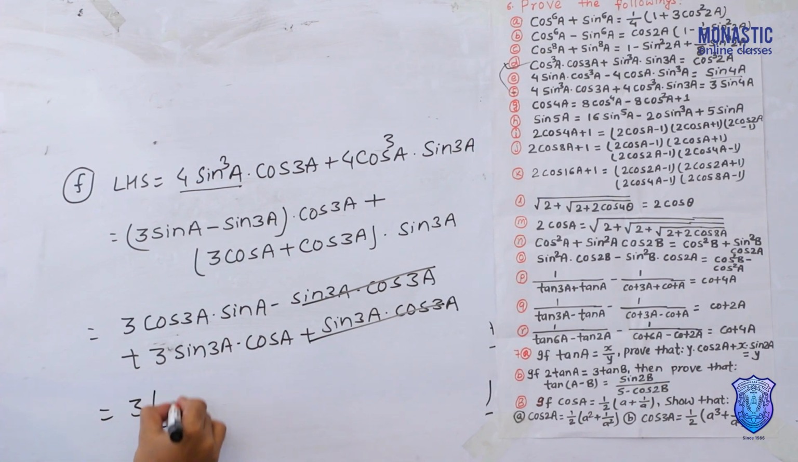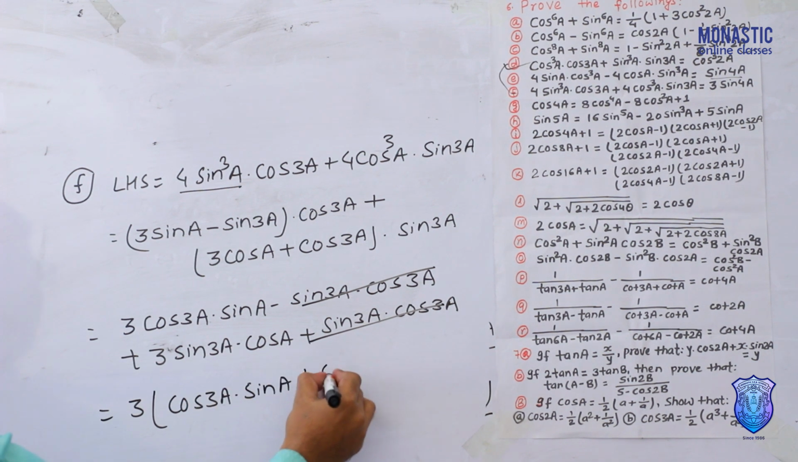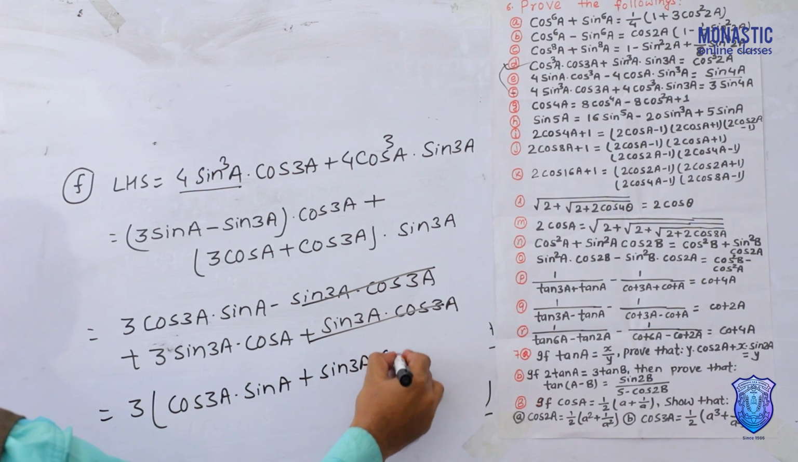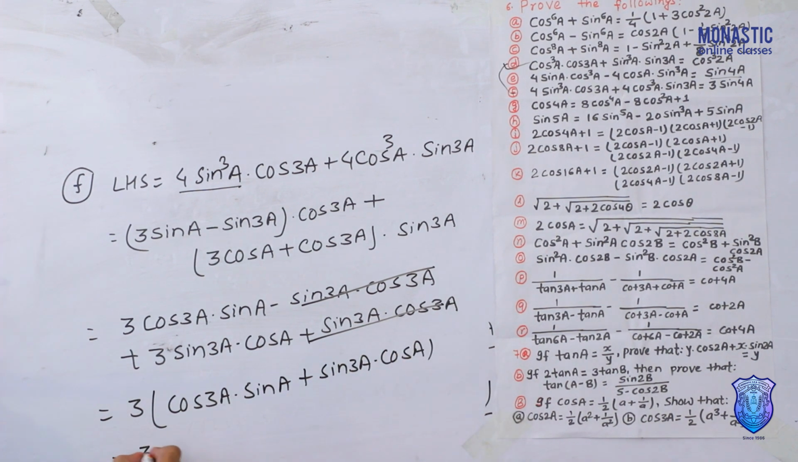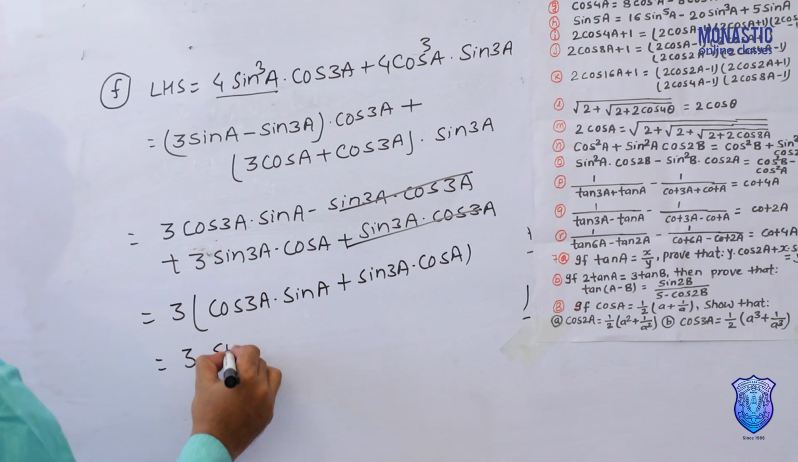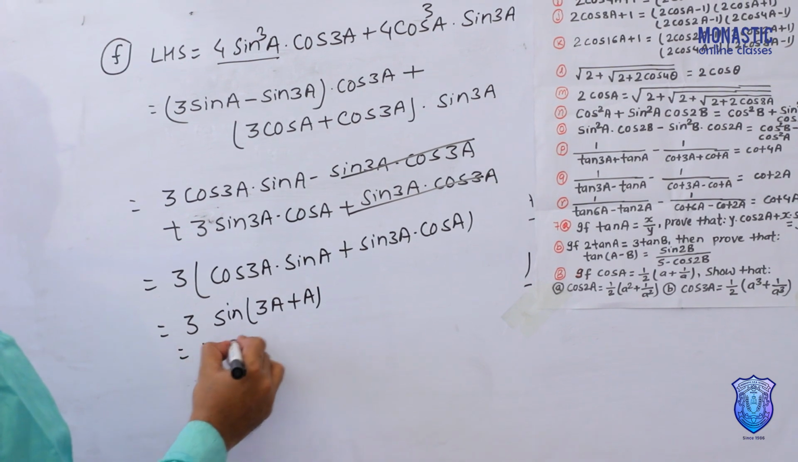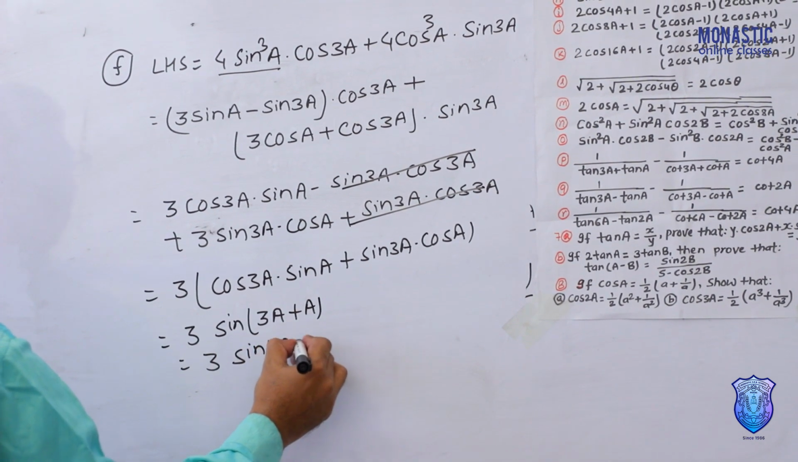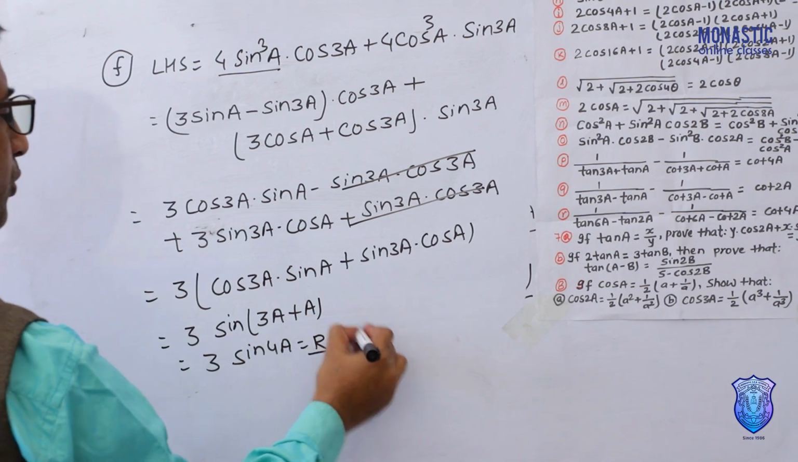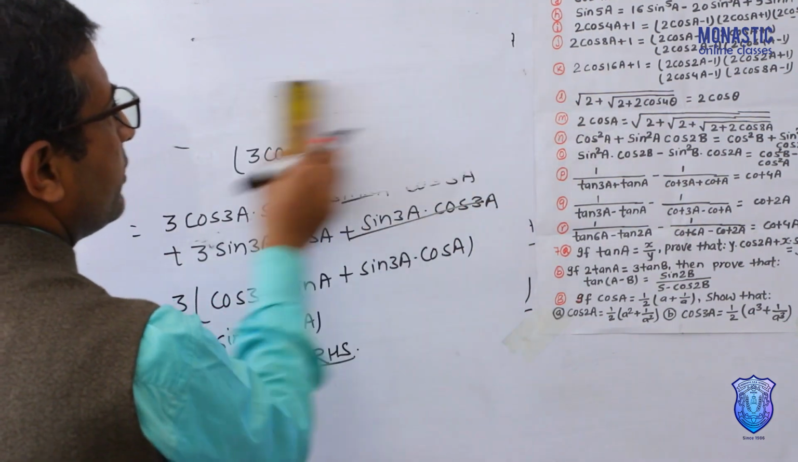In these two we can take common: cos 3a into sine a plus sine 3a into cos a. This is in the form of sine a cos b plus cos a sine b. We can write this as the formula of sine of 3a plus a, and 3a plus a is 4a. That's the proof we have completed. Now come to question number G.